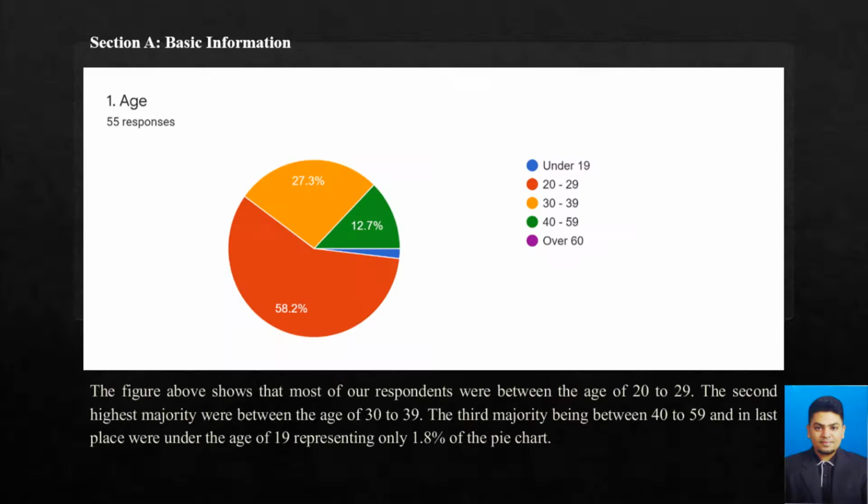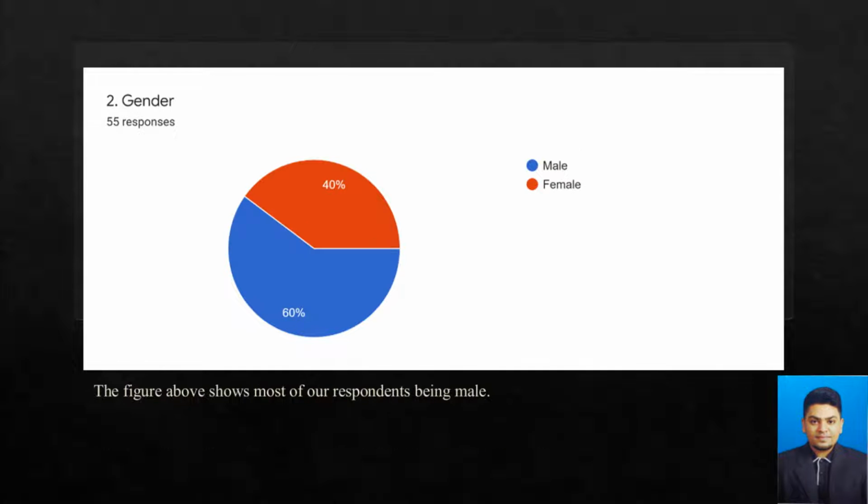The figure shows that the majority of our respondents are between the ages of 20 to 29, which makes up almost 60% of the pie chart. The second majority were between the ages of 30 to 39, with almost 30% of the pie chart. The next figure shows 60% of our respondents being male and the rest being female.